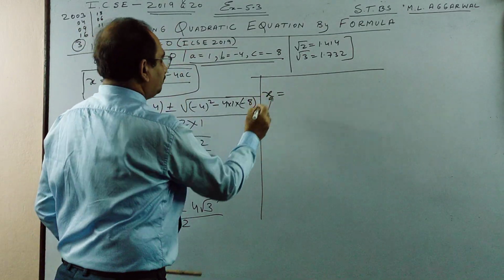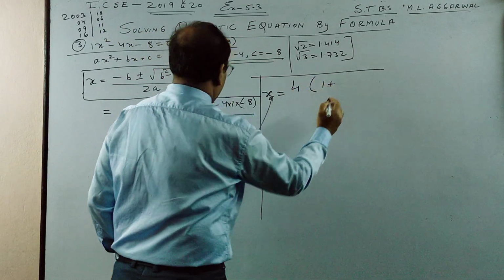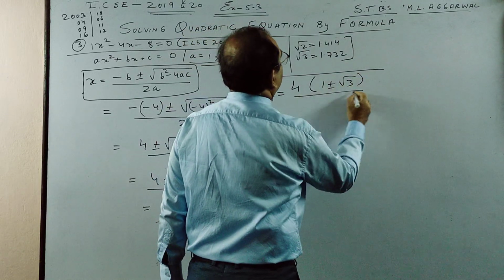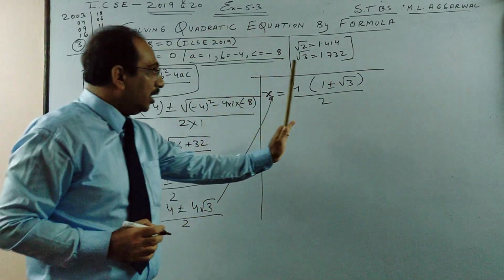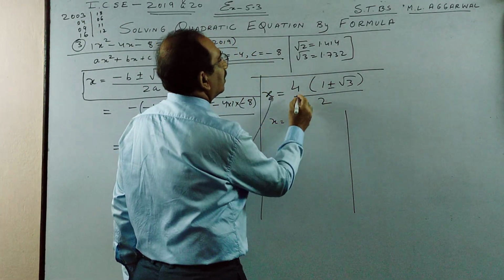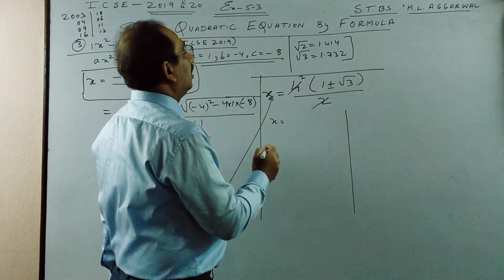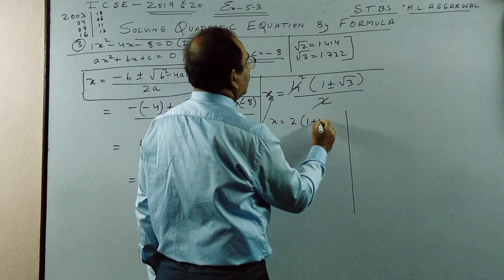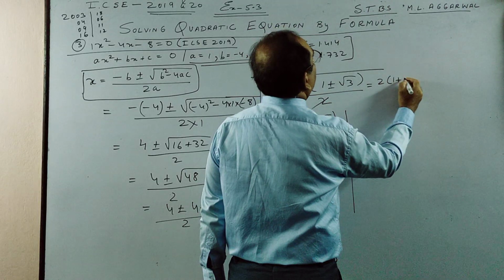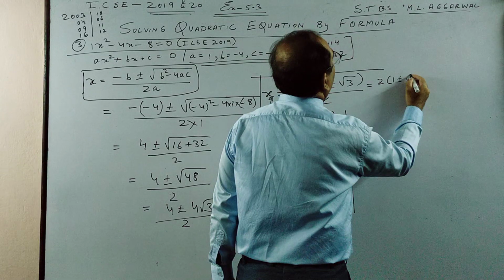What I do, 4 I take common, 1 plus root 3, plus minus root 3. So still plus minus is there. Now I will divide it by 2x, and here I will cancel. 2 4s are 2 2s are 4. 2 times 1 plus root 3. So this is finally what we have: 2 times 1 plus minus, we should write nicely, root 3.